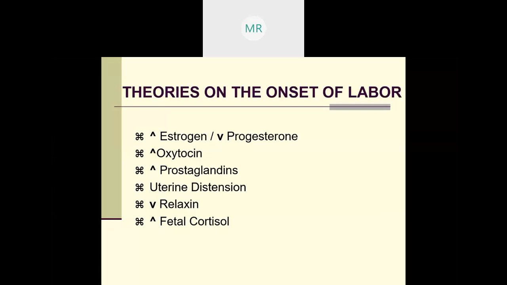Then another theory on the onset of labor is uterine distension. It causes cervical pressure, irritability, and contractility. Then there's a decrease in relaxin, which, remember we said in the antepartum lecture, we're going to see all these hormones again. Relaxin is one of them. It relaxes women's intervertebral joints. Then there's an increase in fetal cortisol, and of course, this is for fetal lung maturity.